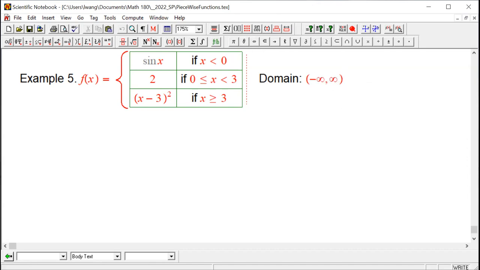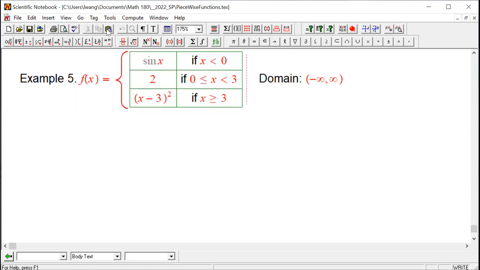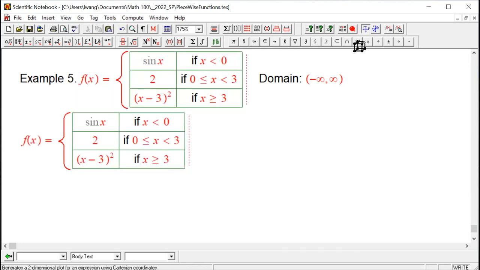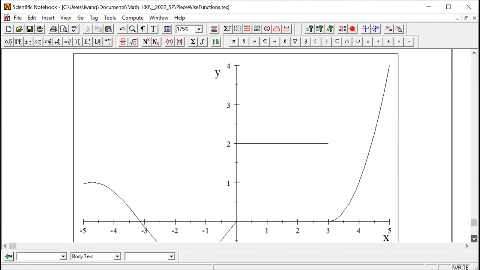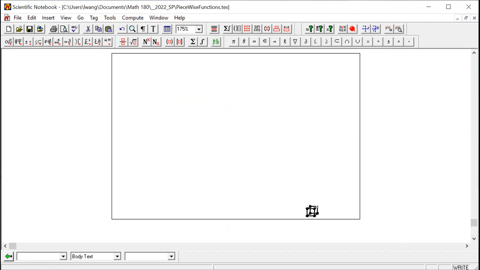There you go. So how do we graph it? There are 3 pieces. On the interval where x is less than 0 it's sine, between 0 and 3 it's constant 2, and the last is a parabola. So we can just graph this function. I'm going to graph this function to see if the software gives me the graph. I think it does. There you go.